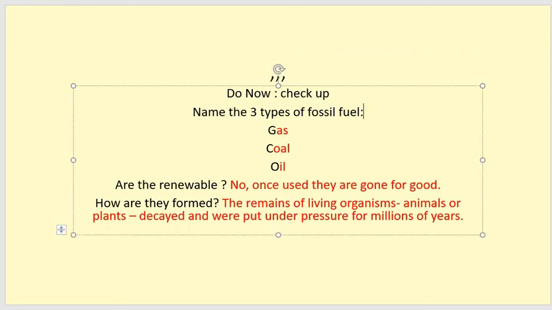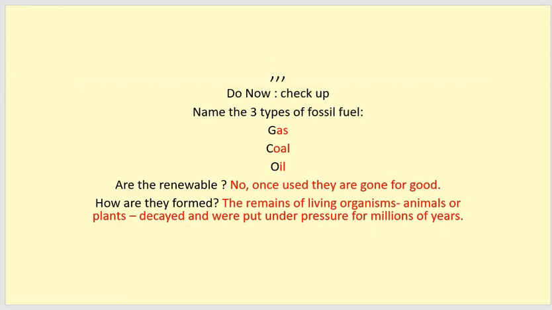So you've got your three types of fossil fuel: gas, coal, oil. Doesn't matter the order. Are they renewable? No, once they have been used, they are gone for good. It doesn't mean that the chemicals contained in them are gone for good. It's a chemical reaction, so they will have changed. They'll be in a different form, but you will not be able to get the fossil fuels back again.